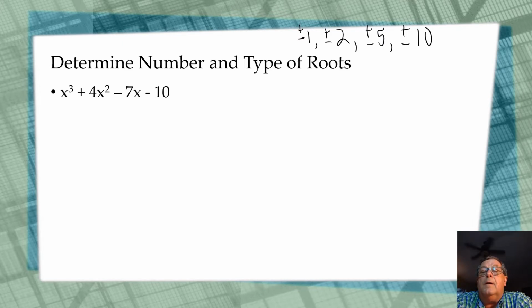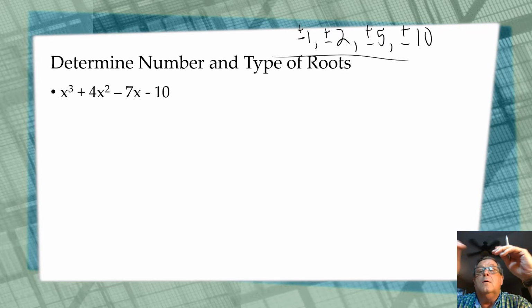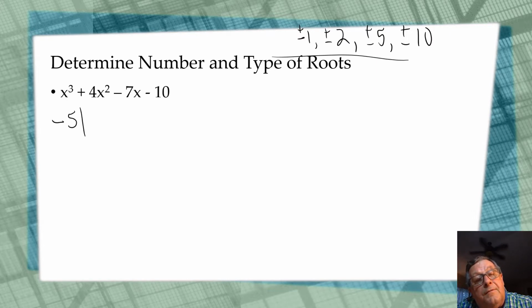Now, I could try synthetic substitution under the factor theorem. If I synthetically divide by one of these, and if my remainder equals 0, then that is in fact a factor or a zero. So let's see here. What can we do? I don't know. Just for fun, I'm going to check -5. I'm going to put -5 in the box.